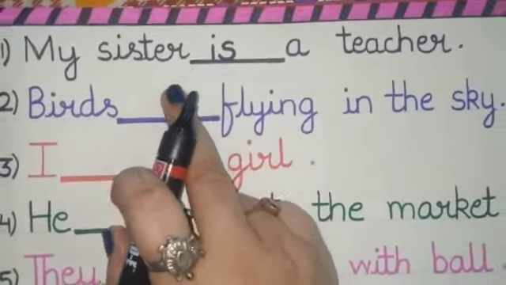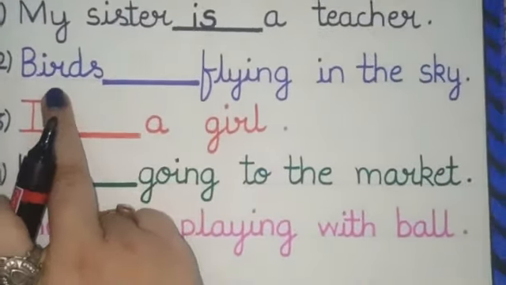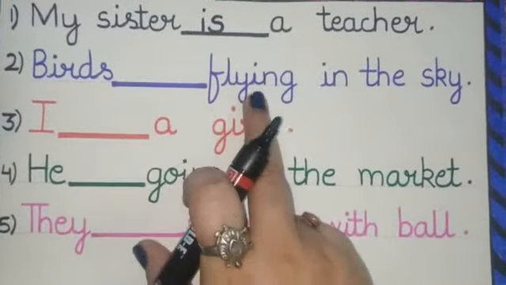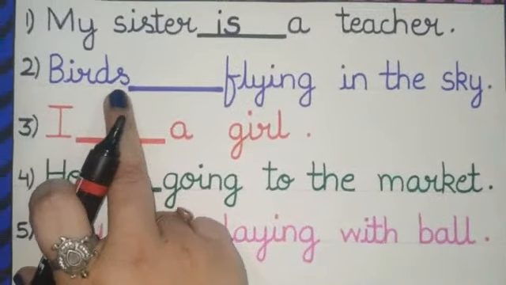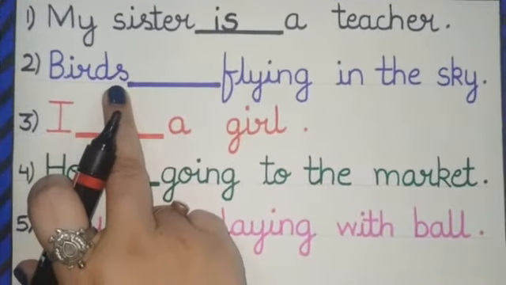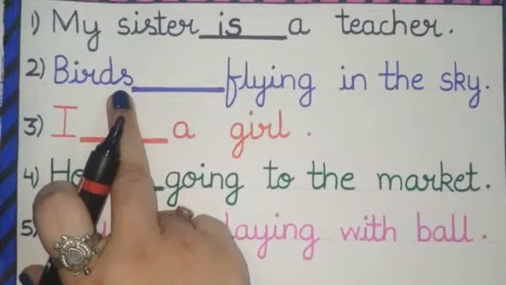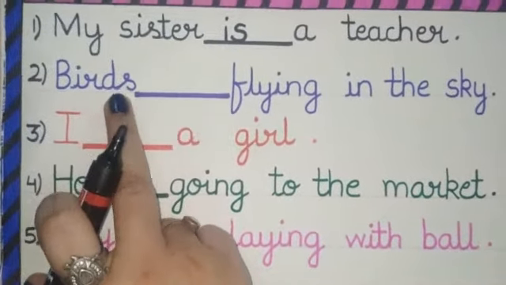Next, let's move on. Second sentence. Birds dash flying in the sky. Now you can see here we are talking about birds over here. And S is there. It means that this is plural. It is more than one. We are talking about more than one bird.